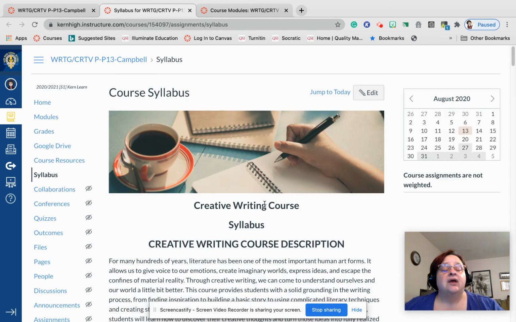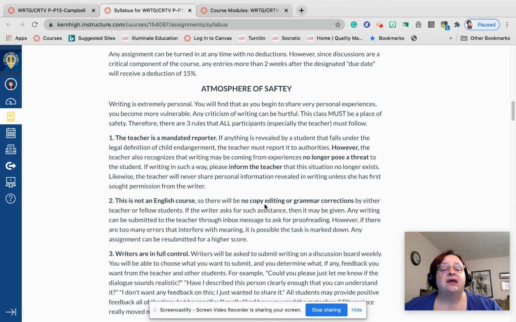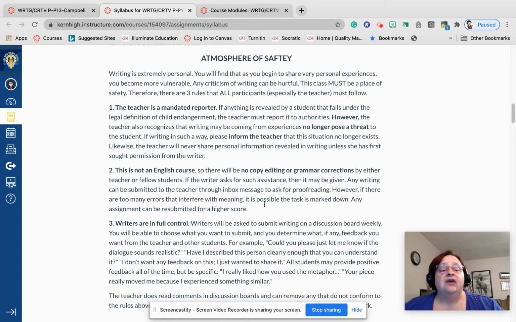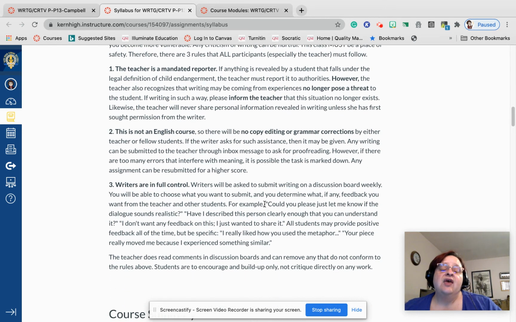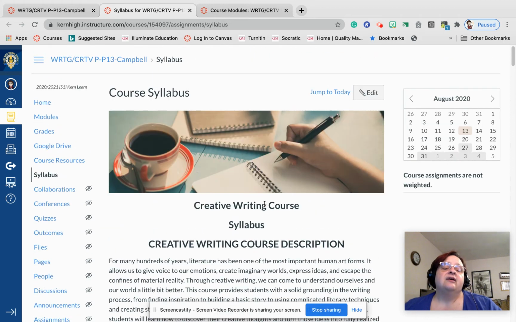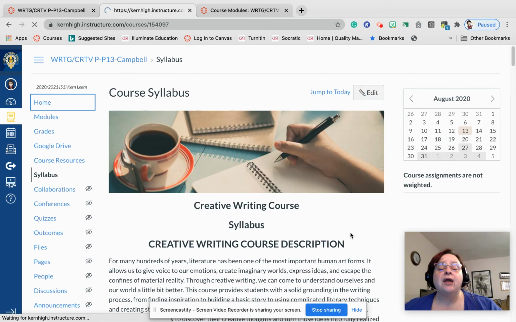Now, make sure that you read this atmosphere of safety, because with creative writing, I know that there are sometimes that we want to address topics that get a little bit emotional or maybe controversial. I'm fine with controversial. I just want to make sure that you're safe and that you're doing well. So make sure that you read through this and just let me know if you have any questions about that. Back to the home page.